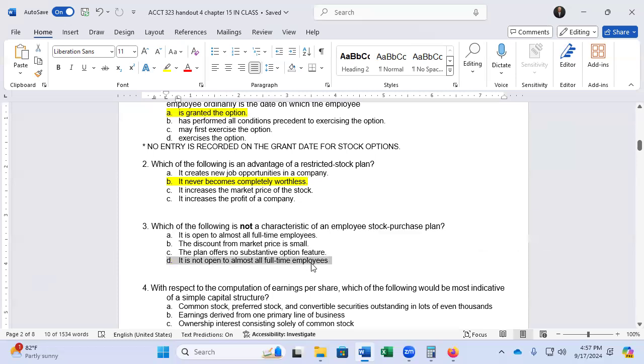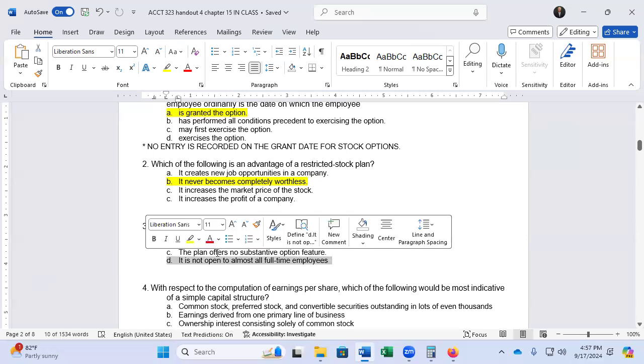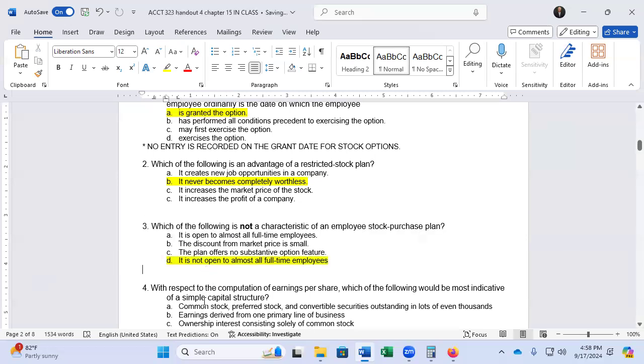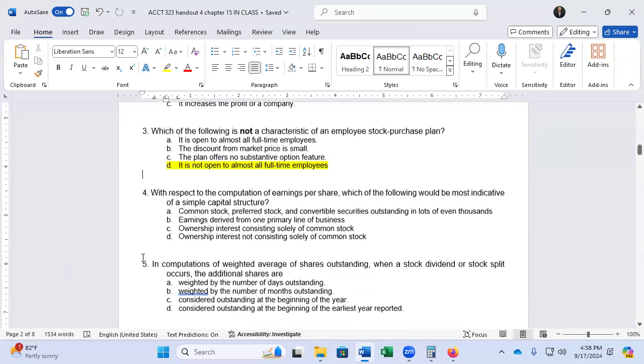Which of the following is not a characteristic of an employee stock purchase plan? In order for it to be a plan, it has to be available to everybody. It has to have a discount less than 5%. And it offers no substantive option feature, which means you don't have an option in the future to buy the stock.